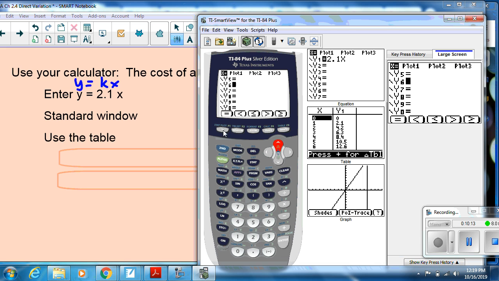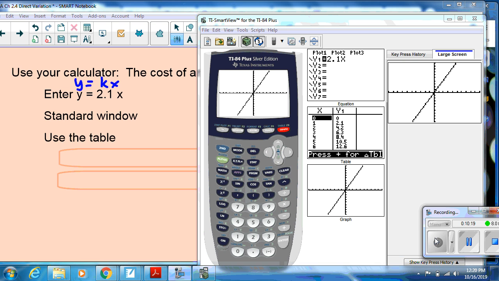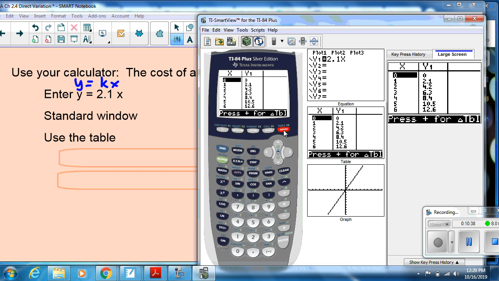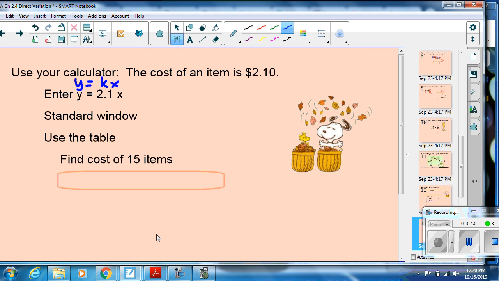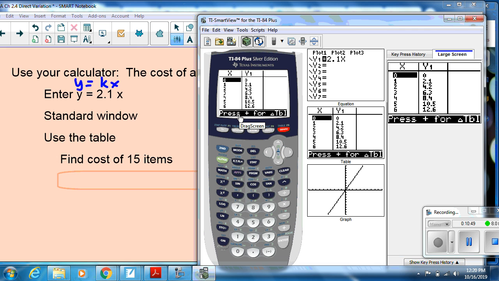I'm going to go back into y equals again and see where that line is coming from. Oh, you know what? I think it's coming from my x equals. Let's pause for a moment. All right, now that I got rid of that x equals line, we can just see our direct variation equation here. So again, it goes through the origin as every direct variation situation should. All right, so I'm good to go. I want to use my table though. So to use my table, again, look at the keys I'm pressing by looking at what's in red. So I'm going to go second and graph, and that's going to get me my table of values. Okay, so from this table, what I want to do is find the cost of 15 items. So on my table of values, I'm going to look at where x is 15. So I'm going to scroll down.